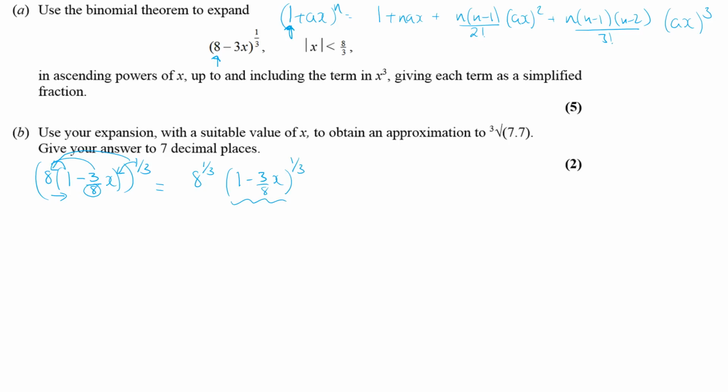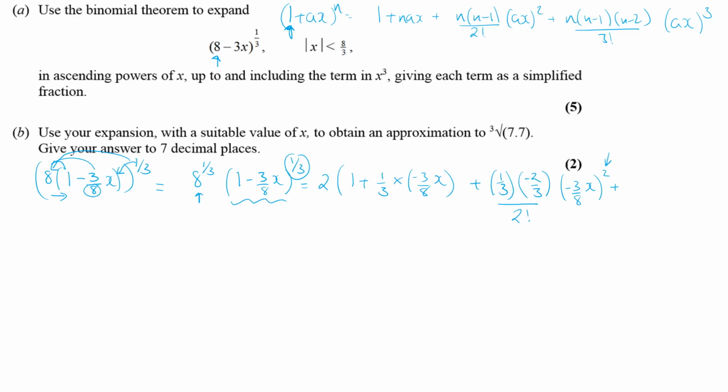Now I can use my expansion to expand that bracket. 8 to the third is just going to be 2, so that's going to be on the front, and then we can use our expansion. 1 plus nax, n is the power on the bracket, which is a third, so that's 1/3 times minus 3/8 x, and then plus n, which is 1/3, n minus 1. Well, if we're at 1/3 and we need to come down a whole 1, that's take off 3/3, so we'll be at minus 2/3, all over 2 factorial, and minus 3/8 x all squared. Important to have that squared on the outside.